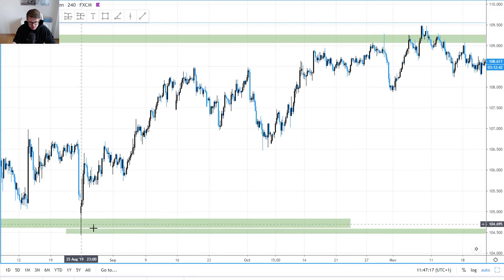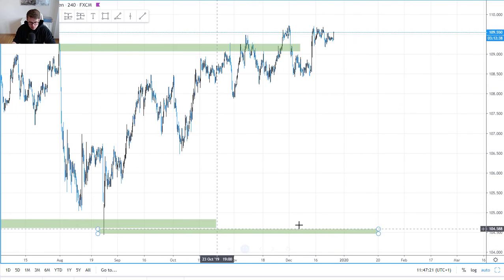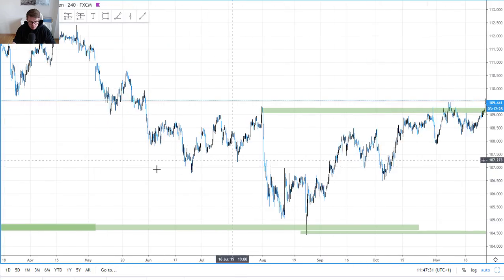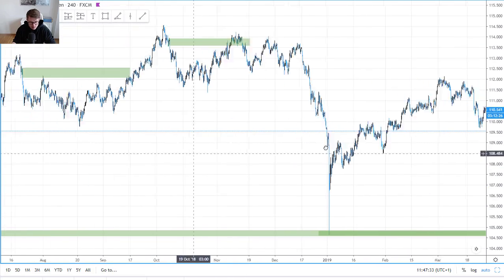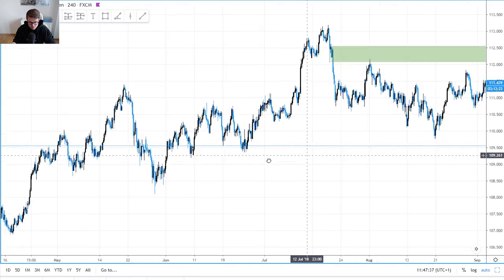I marked now the low of this candle. And okay, the market hasn't reached this yet, so I would definitely keep this on my charts because the market still seems to have a lot of buying interest in this area. So you really want to keep this on your charts. There are a few other levels or zones that I want to show you.